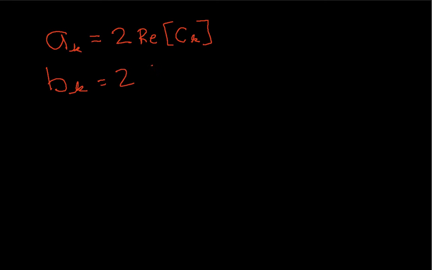It turns out that the cosine coefficients, the a sub k, are equal to 2 times the real part of c sub k, where c sub k is the complex exponential Fourier series coefficient. b sub k is equal to 2 times the imaginary part of c sub k. And I was afraid I'd do that. There's actually a negative sign there.